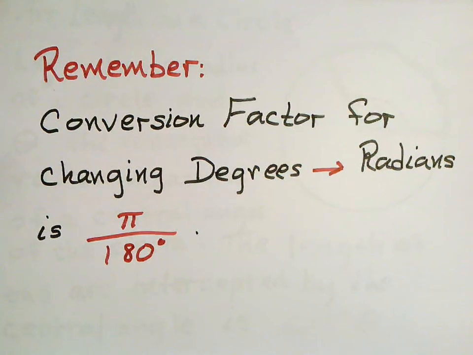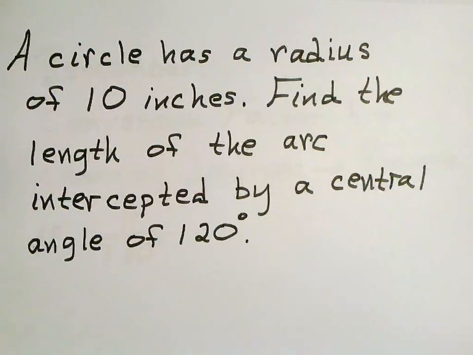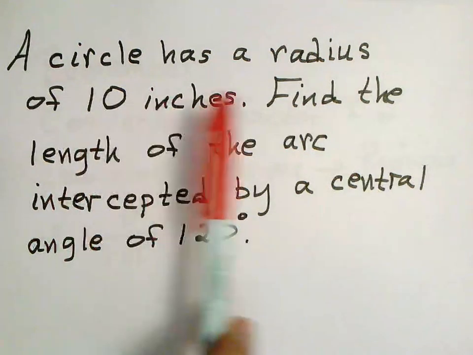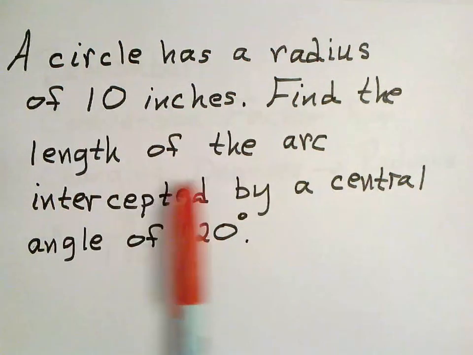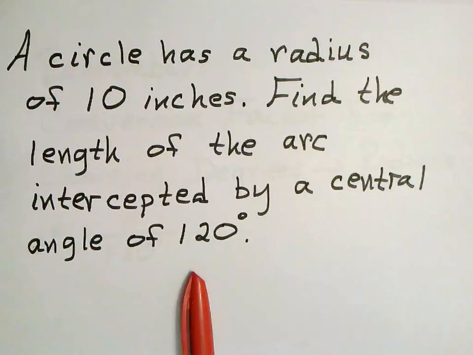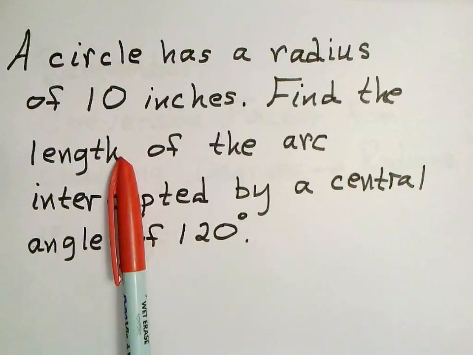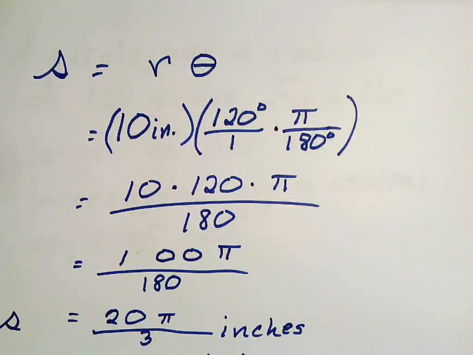So let's look at an example. A circle has a radius of 10 inches. Find the length of the arc intercepted by a central angle of 120 degrees. So the radius is 10 inches and the angle is 120 degrees. And remember, since the angle is not in radians, we're going to have to change the degrees into radians in terms of pi first. So that's what I'm going to do here.